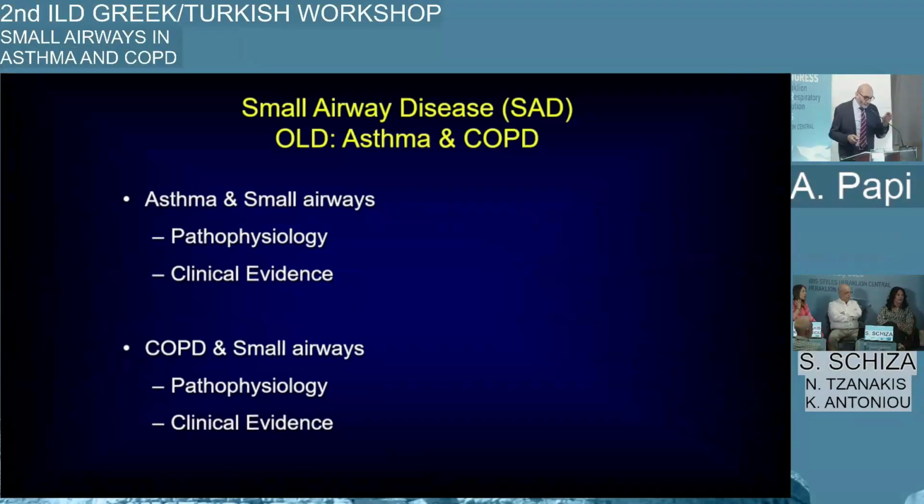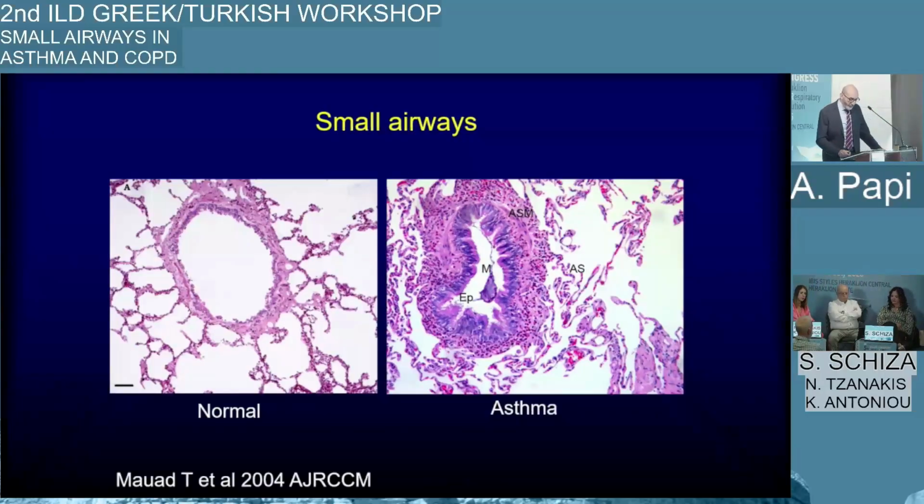What I'll go through in the next 20 minutes or so is the importance of small airways in the pathophysiology and in relation to clinical outcome in asthma. And then I will do the same in COPD. What's the relevance and what they are in COPD, integrating the evidence that they are relevant for the evolution, the severity, and eventually the treatment of the disease. So let's start with asthma.